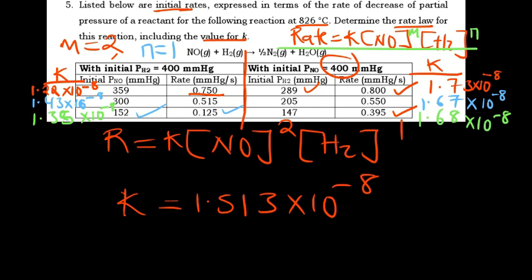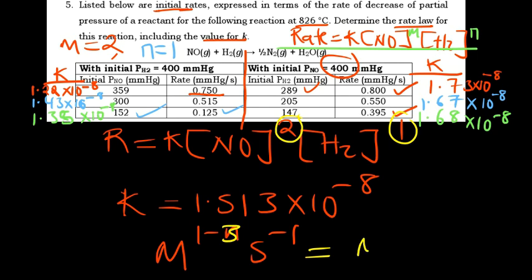For the units of k, I said use the formula 1 minus n, second negative, where n denotes the overall order. In this case, the powers 2 plus 1 give us 3. So the units would be m to the power negative 2, second negative. So these are the units for the value of k in this case.